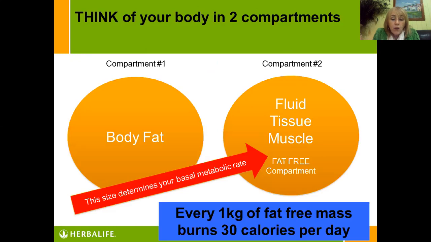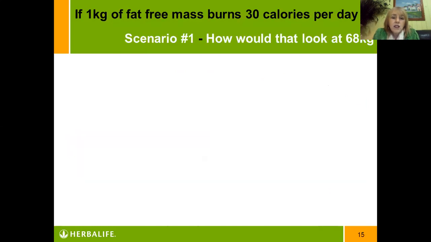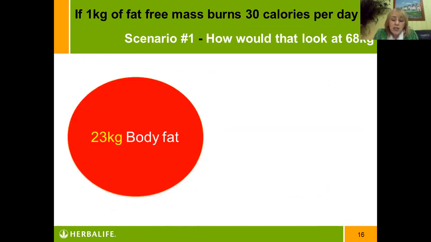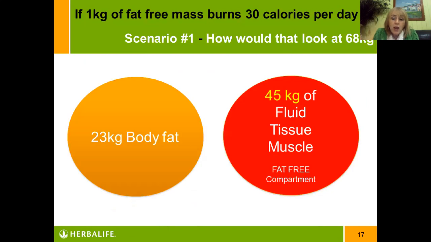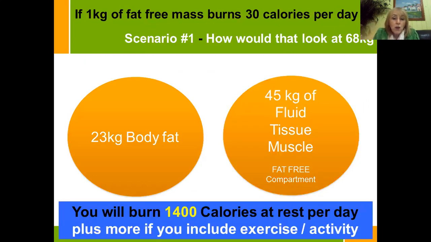So if you think every kilo of fat-free mass burns 30 calories per day. So let's look at scenario 1. How would that look for somebody who is 68 kilos? Their body fat compartment is 23 kilos, and their fat-free compartment is 45 kilos. That's fluid, tissue, and muscle. So that person is going to burn 1,400 calories at rest per day, plus more if you include exercise and activity.